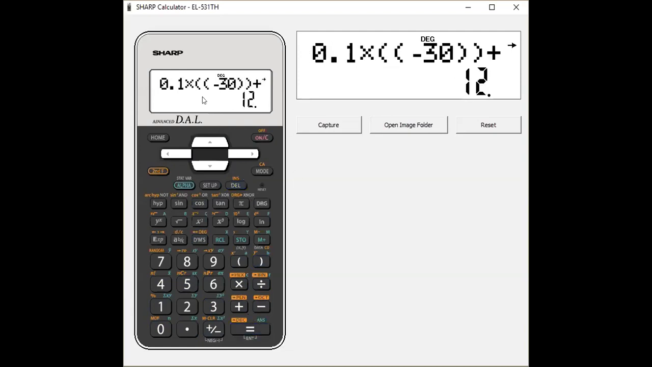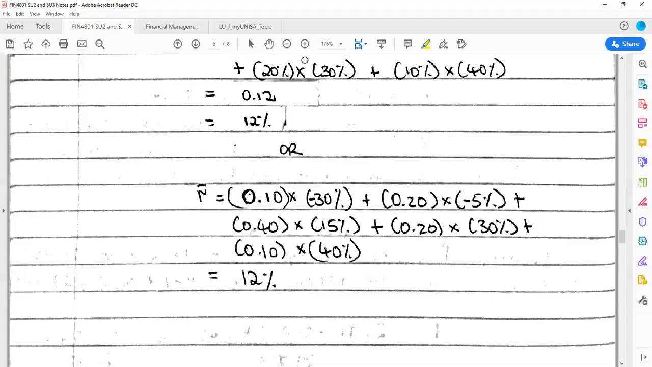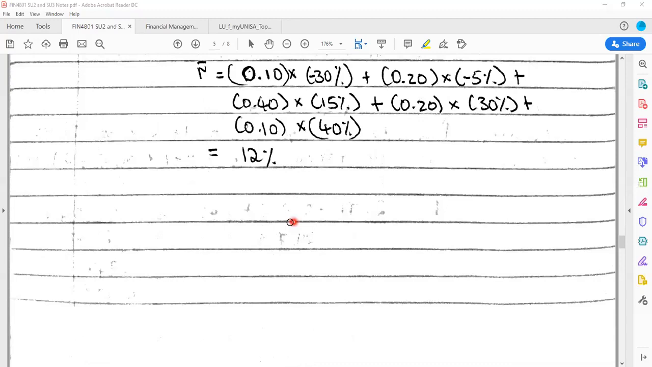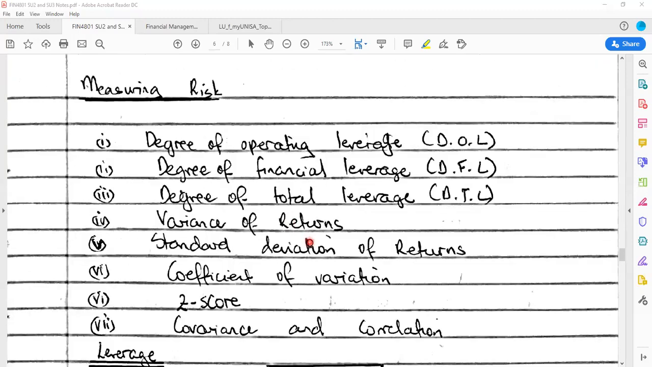But here you would just have to be careful that you've put in everything. So there might be part marks with the table. You'll get the part marks in case you miss something out. Okay. So those are the measures of return that you're supposed to know about.